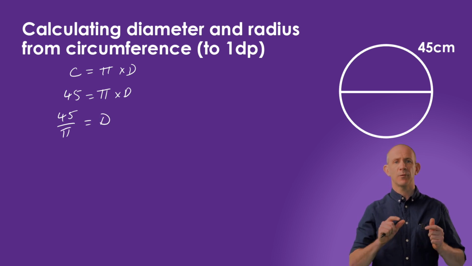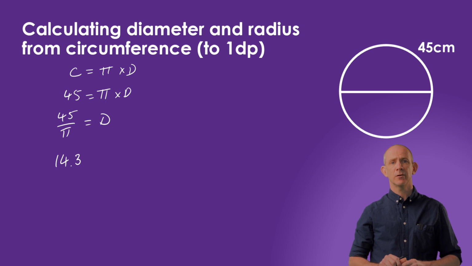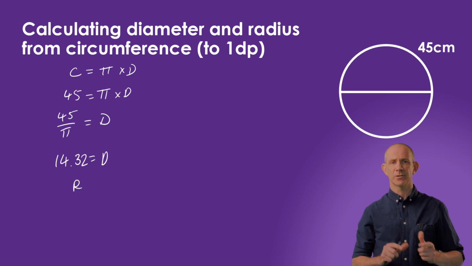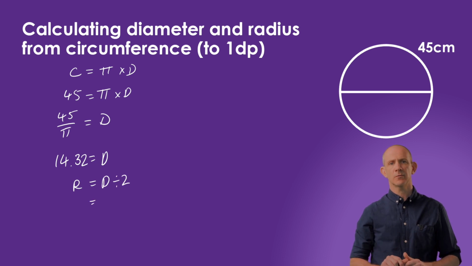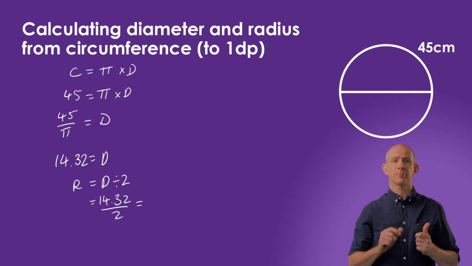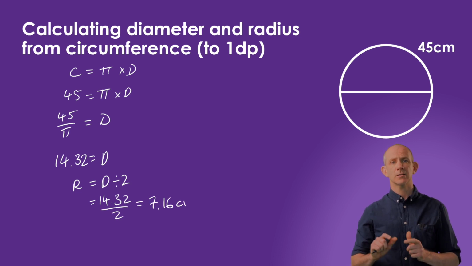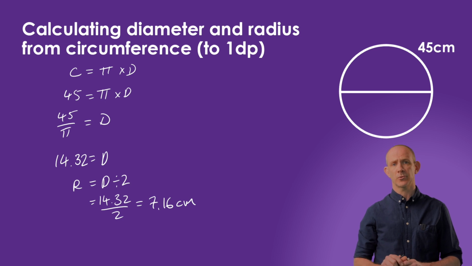Once you've done that, if you press the SD button on the calculator, you'll find that this gives us 14.32, which equals the diameter. We know that the radius is half the diameter, so the radius would be 7.16 after we've divided the diameter by 2. Now let's look at how you can calculate the area of a circle.